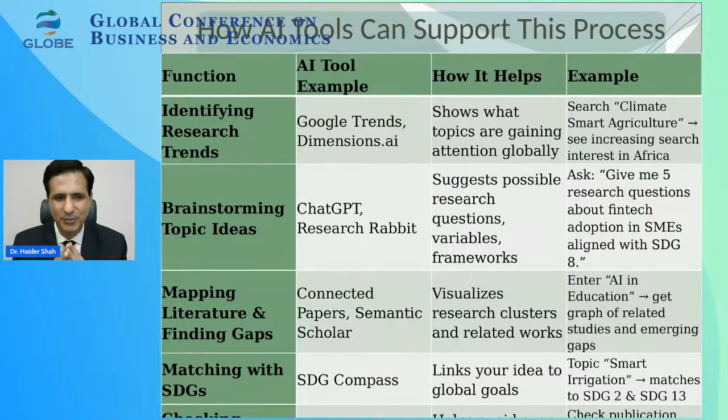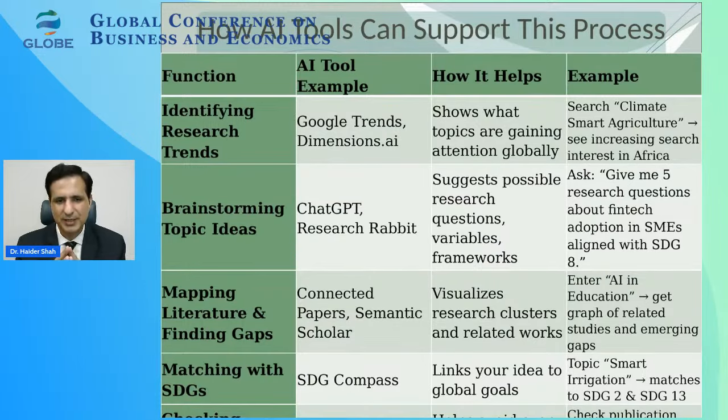Now we have come to our main part, which is how AI tools can support this process. We have different software for different stages, and that is the good part of it, that we always use different software to assist us, not to become a researcher, but to assist us. For example, for identifying research trends, we can use Google Trends and Dimensions AI. How can it help us? It shows what topics are gaining attention globally, as we just discussed. An example is climate smart agriculture, seeing increasing search interest in Africa.